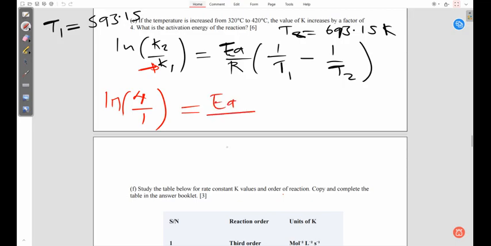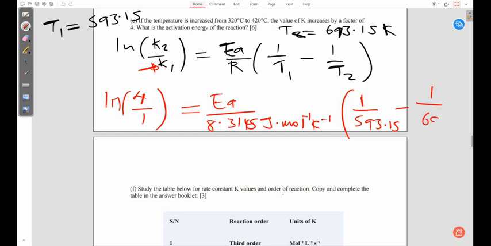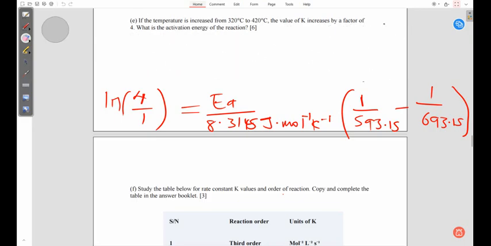Our gas constant that we use here is the 8.3145 value, in joules per mole per Kelvin, implying that the temperature should be in Kelvins. Now T1 is 593.15, and then T2 is 693.15. Okay, so at this point we can see that the only thing missing is the activation energy that we are asked to calculate.